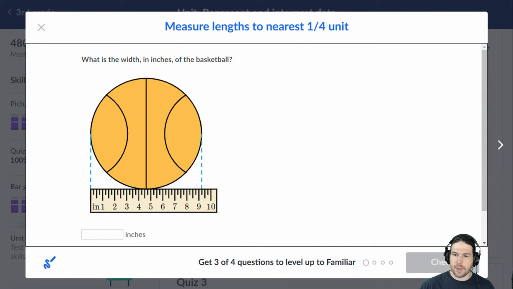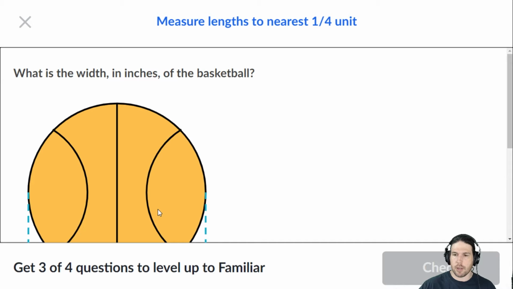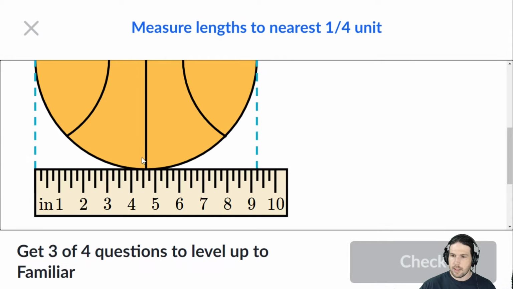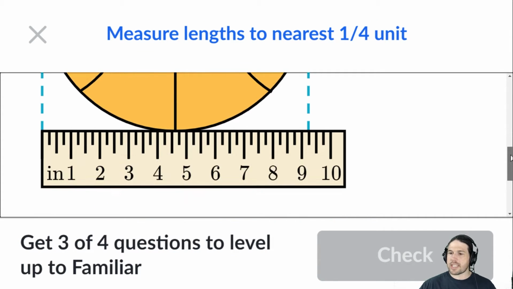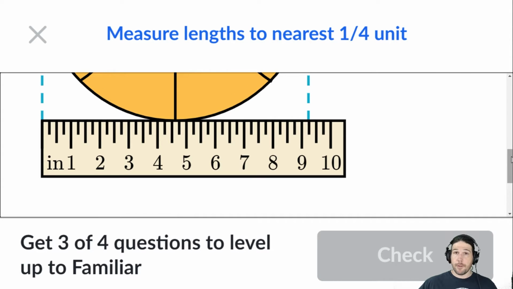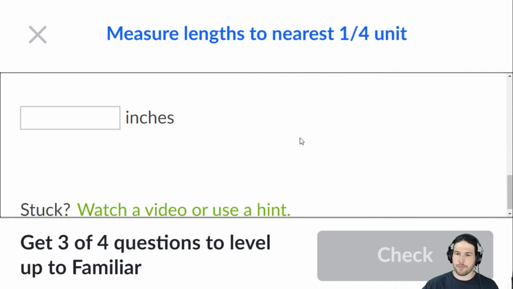What is the width in inches of the basketball? Let's zoom in. And now we are expected to remember that between 9 and 10, there is 9 and 1/4, 9 and 2/4, which is the same as 9 and a half, 9 and 3/4, and then of course 10, which is 9 and 4/4, right? So this, assuming we're starting at 0, can be measured out to 9 and 1/4 inches.